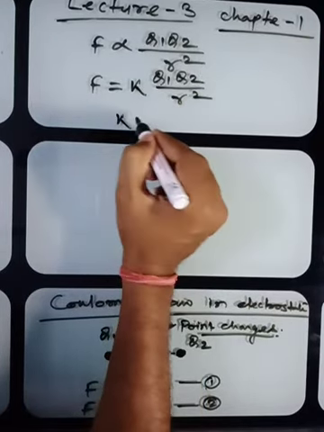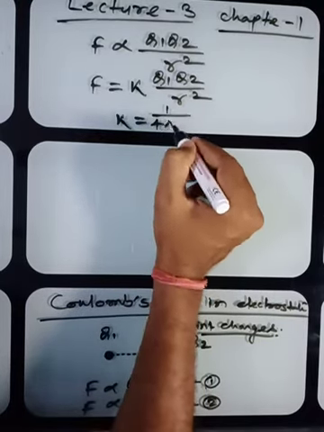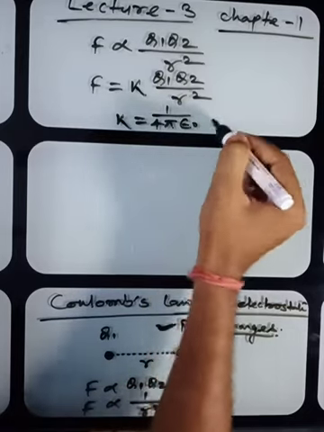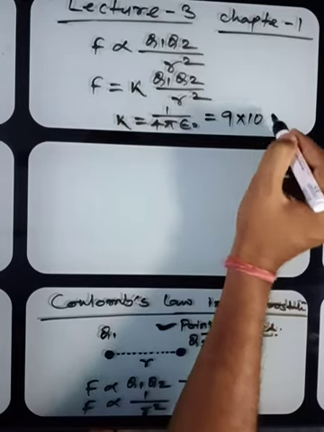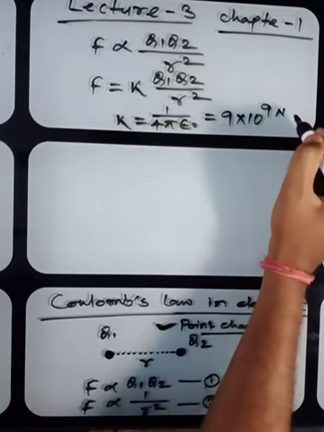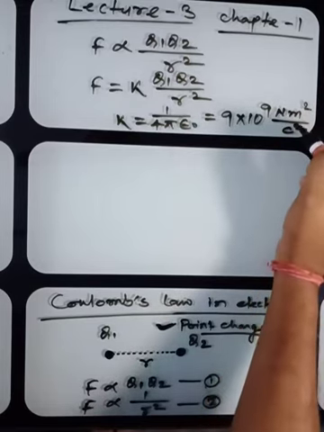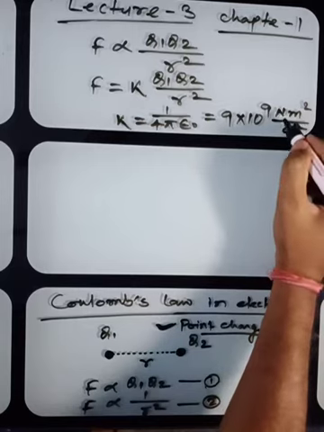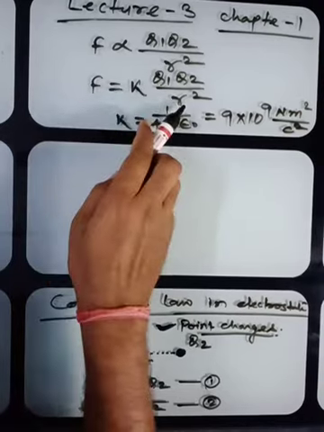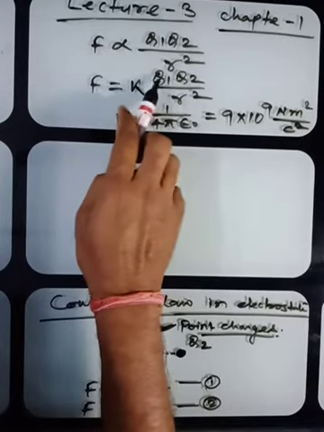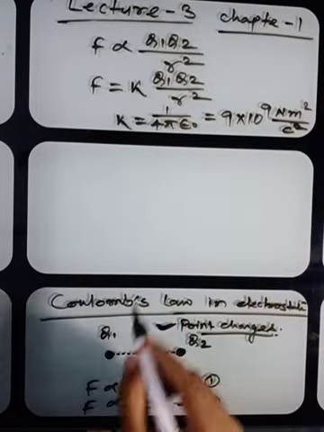This K was studied later on, and it is equivalent to 1 by 4 pi epsilon naught, whose numerical value is 9 into 10 to the power 9 Newton meter square per Coulomb square. You can see Newton gives meter square divided by Coulomb square. So Newton meter square per Coulomb square is the unit and value of K.